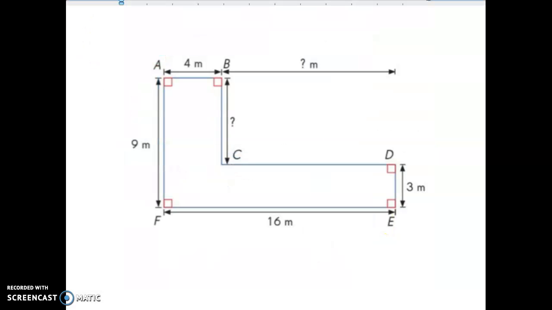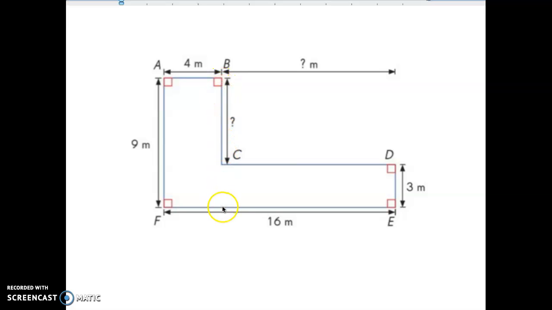One more composite figure. As you can see, it's in the shape of an L, and it gives you this full length of 16 meters here and this full length of 9 meters here. Now you have a choice. You could either bisect this figure right here and make this rectangle. That would be 9 meters by 4 meters.